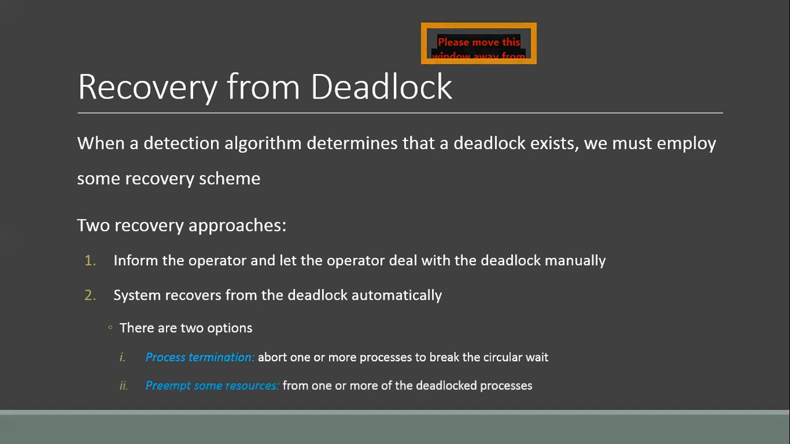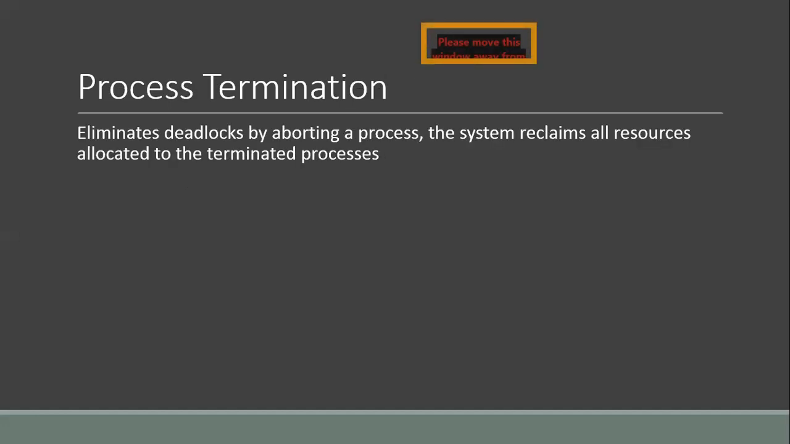The second option that the system can use is to preempt some resources. These resources will be preempted from one or more of the deadlocked processes. Process termination means to eliminate deadlocked processes by aborting. For the processes which will be terminated, the system reclaims all resources allocated to these processes.